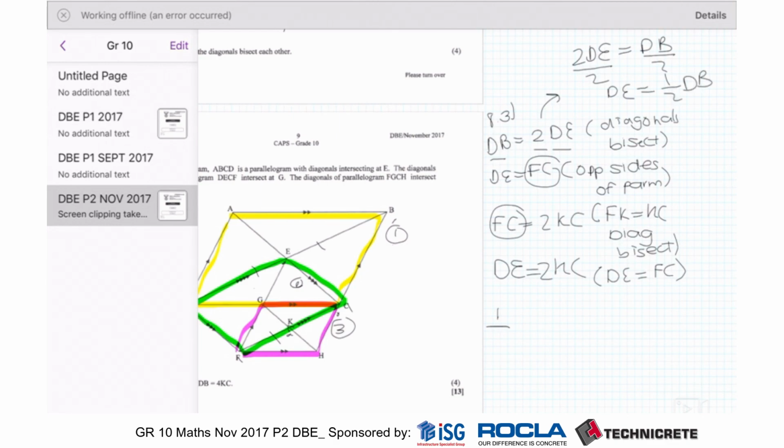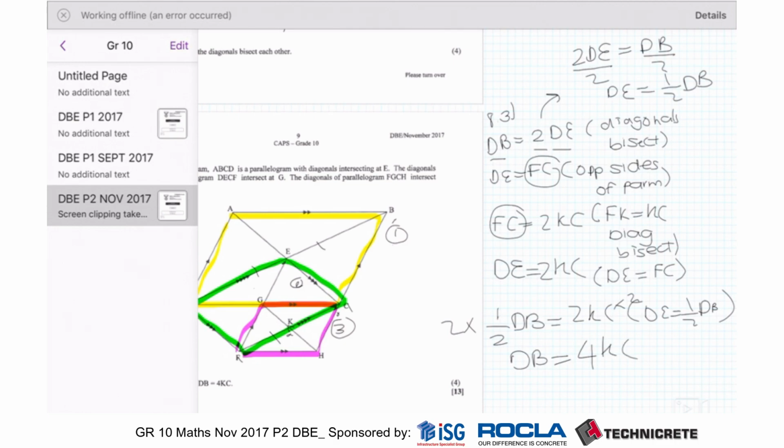So now I'm going to change that. Half of DB is equal to 2 of KC, and that is because DE is equal to half of DB. Okay, now I'm going to times by 2 on both sides, and I've got DB is equal to 4KC.